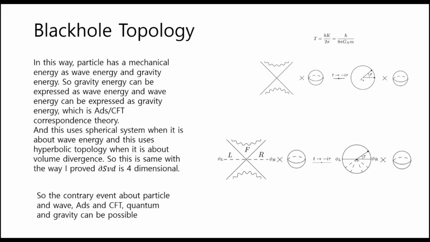In this way, a particle has mechanical energy as wave energy and gravity energy. So gravity energy can be expressed as wave energy, and wave energy can be expressed as gravity energy, which is AdS-CFT correspondence theory. This uses a spherical system when it is about wave energy, and hyperbolic topology when it is about volume divergence. This is the same as the way I proved dS3D is 4-dimensional. So the contrary events of particle and wave, AdS-CFT, quantum and gravity can be possible.